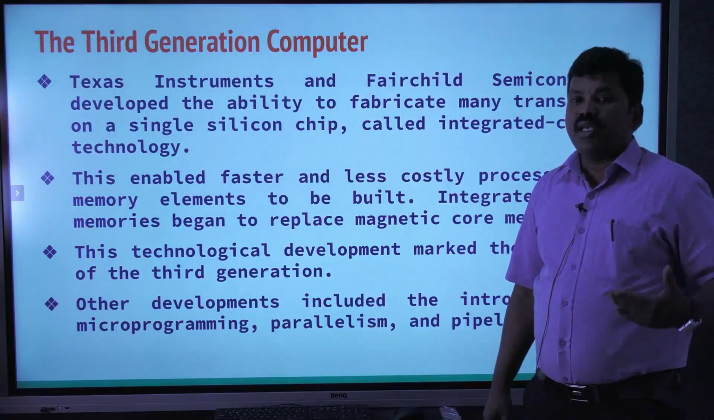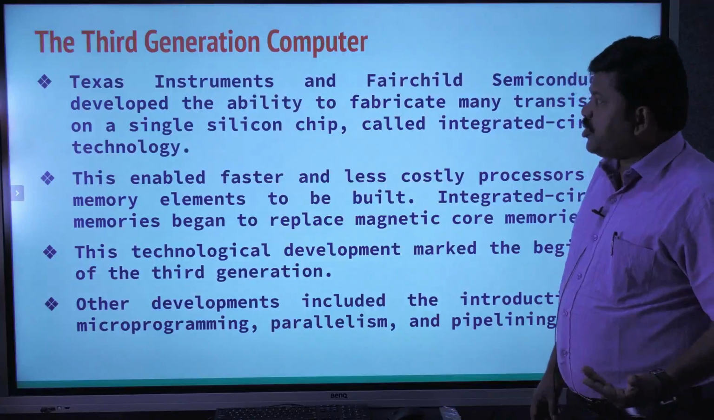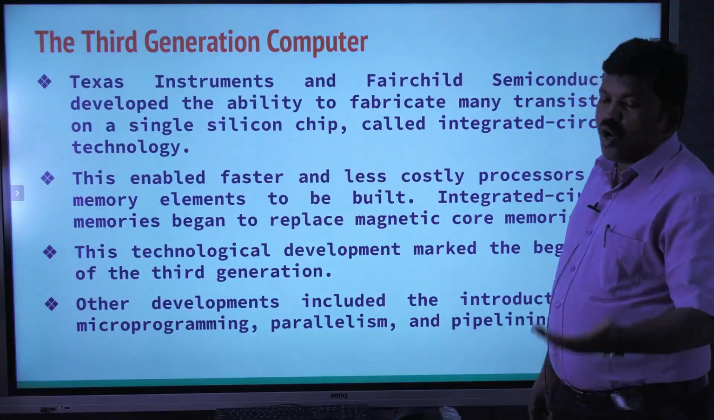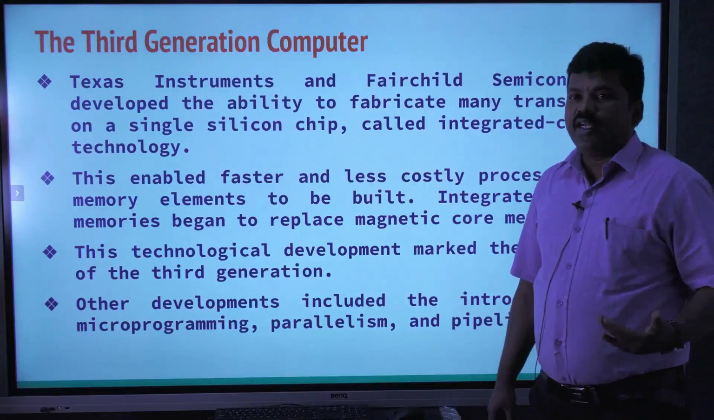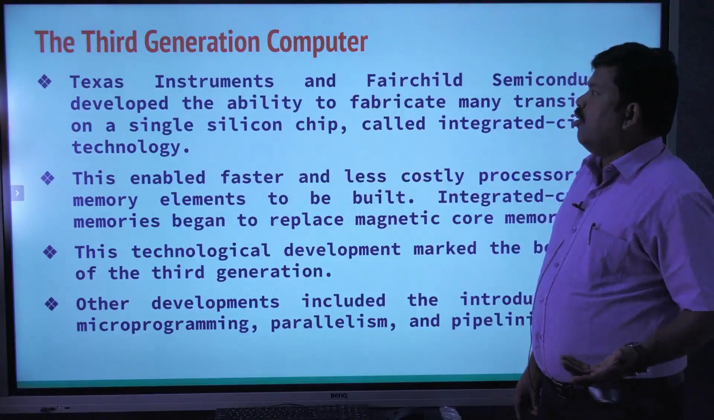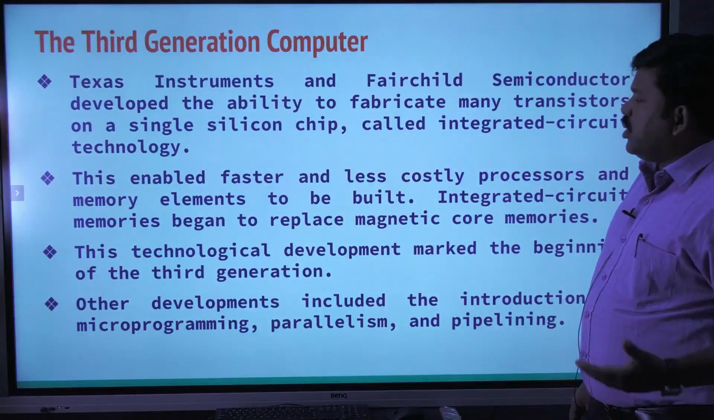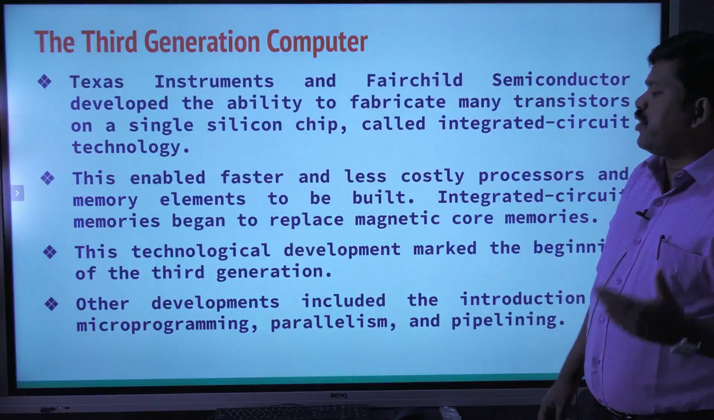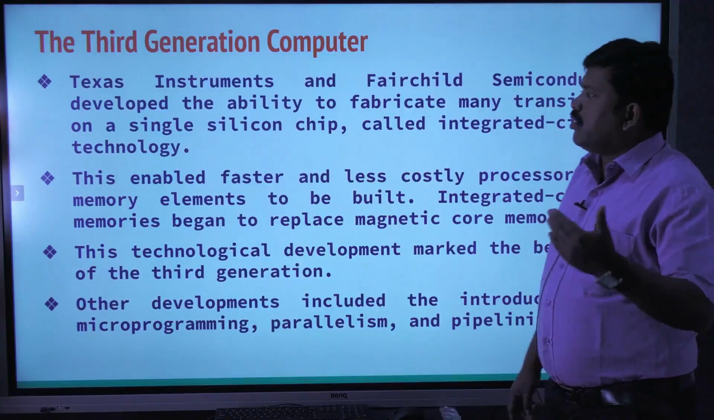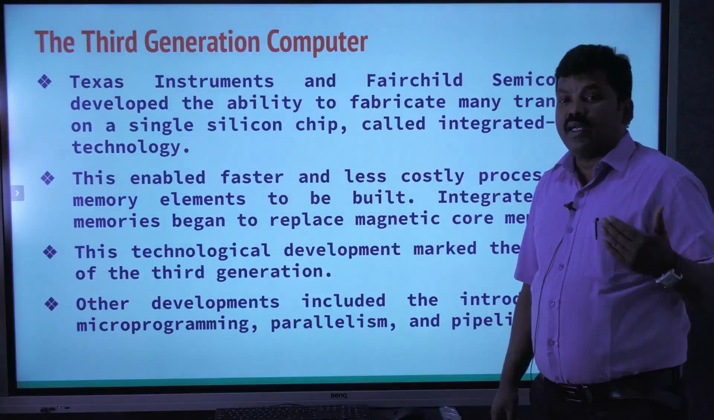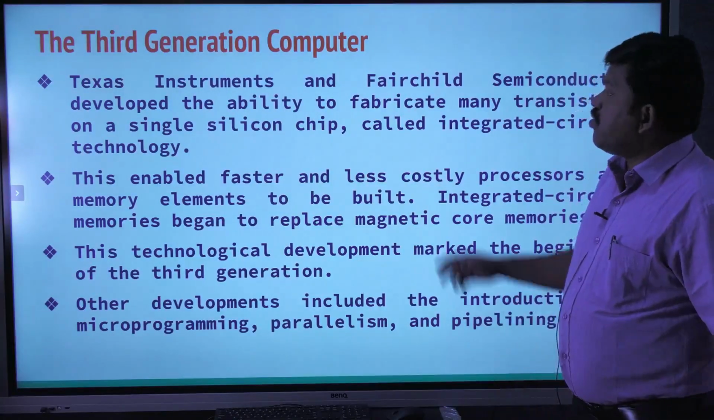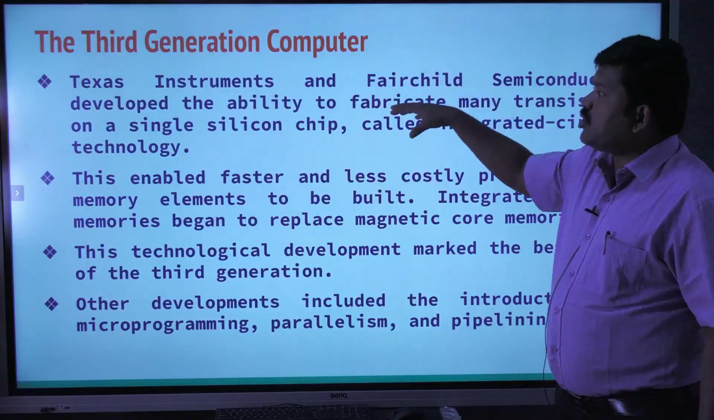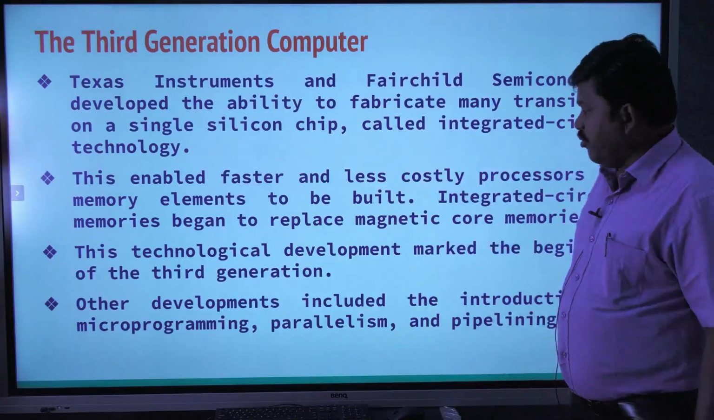Once people started thinking about IC chips, computers came with integrated chips rather than individual transistors. The integrated chip development is used in computer processor manufacturing, so any computer that comes with integrated chips of transistors belongs to the third generation computers.